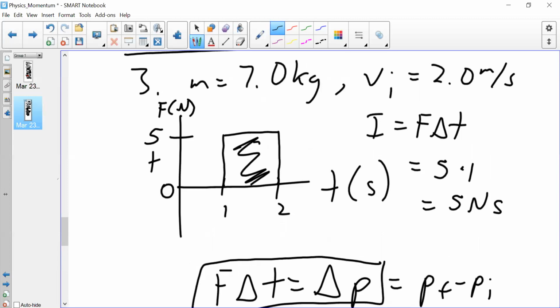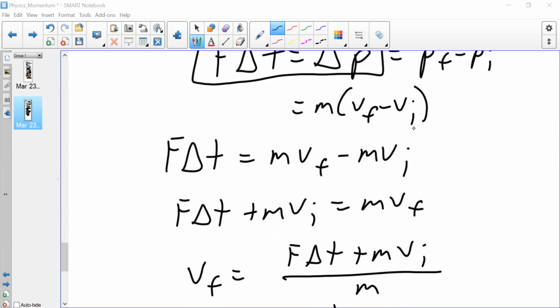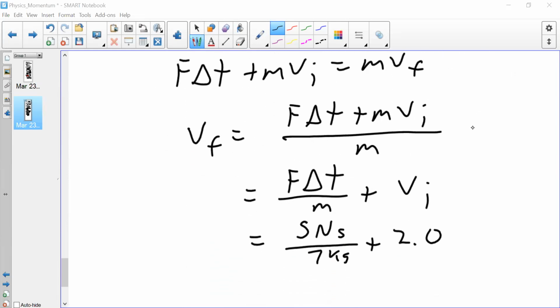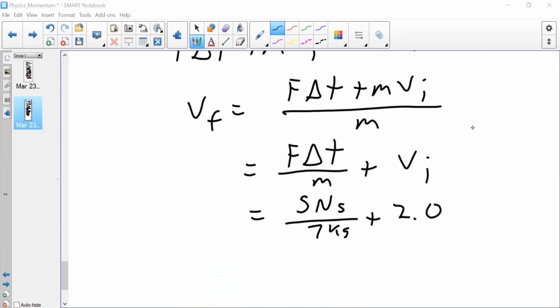And another question. Yes, I can scroll down. All right, then we'll just solve that out. 5 divided by 7.